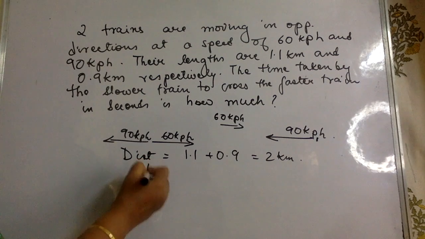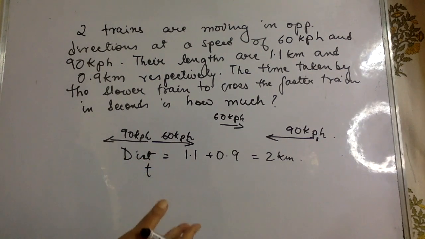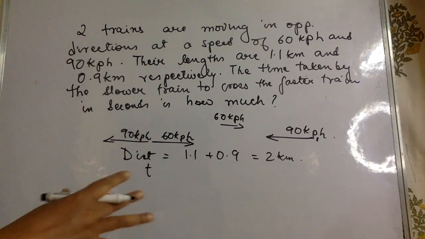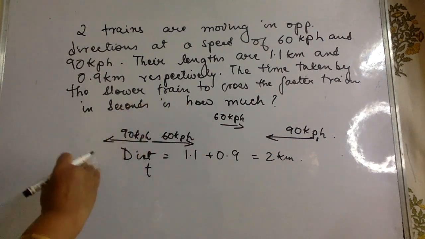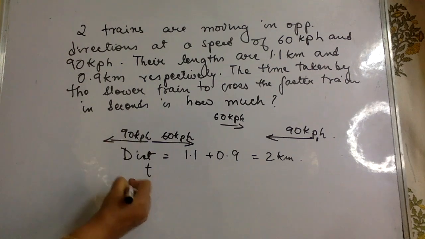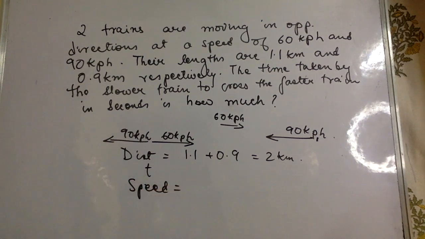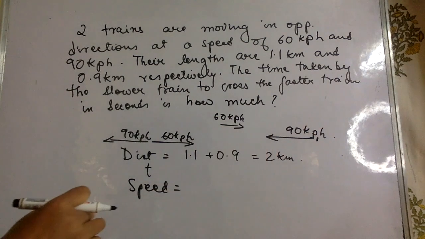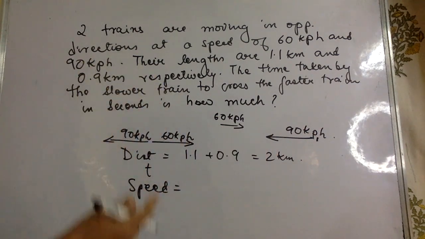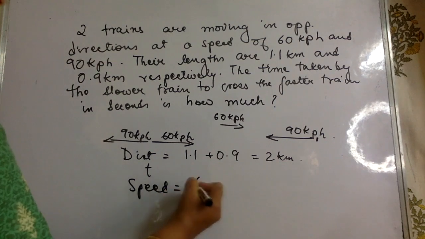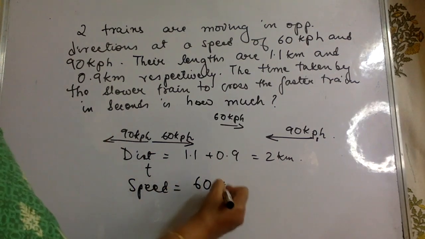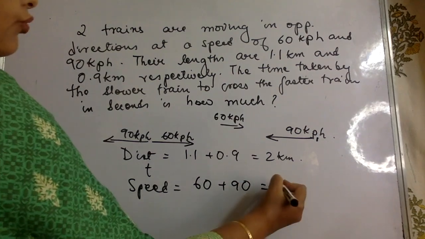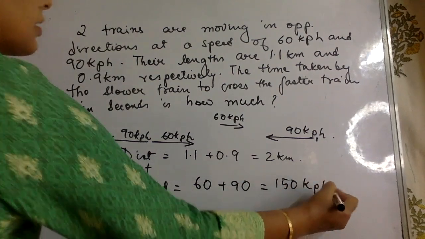Now the time I will keep as t only, and what is the speed? This is one very important factor. Whenever both are moving, we consider the relative speed. The sums will be done with the help of relative speed. When both are coming towards one another, which is also called opposite directions, because this is finally going this way and this is finally going that way, we add up the speeds. So it is 60 plus 90, of course they have to be in the same units, otherwise you can't add. This is 150 kph.